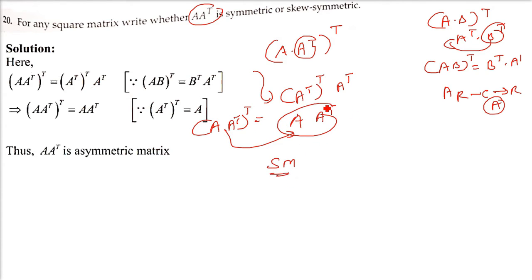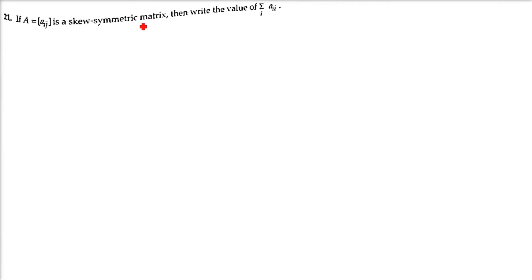That is a symmetric matrix. If Aij is a skew symmetric matrix, then write the value of sigma Aii. First, we are being told that this is skew symmetric. So let us assume that we have a matrix, say A is our matrix. It has 2 rows and 2 columns. Just assume that. A11, A12, A21, A22.